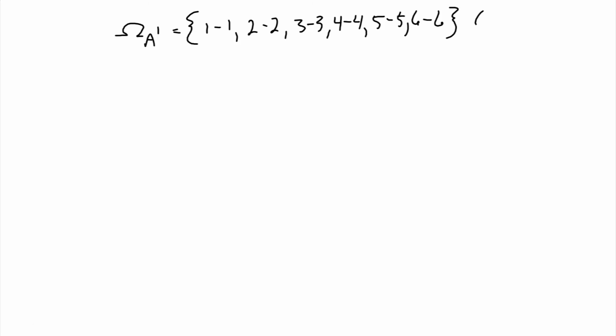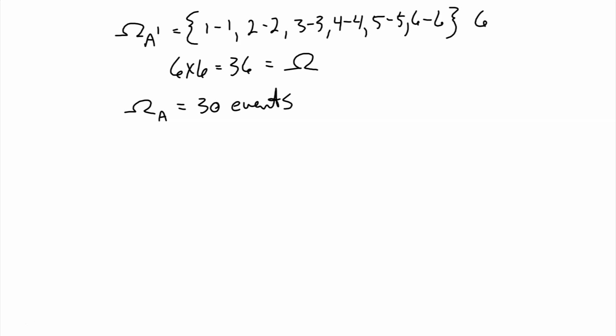So the solution set of the complement of A is equal to the set of 1 and 1, 2 and 2, 3 and 3, 4 and 4, 5 and 5, and 6 and 6. There are 6 events in the sample space of the complement of A. We figured out that there are 36 possible solutions in total in the sample set. Therefore, we can conclude that the sample space of A will have 30 events in it, which we identified when we did the Venn diagram.